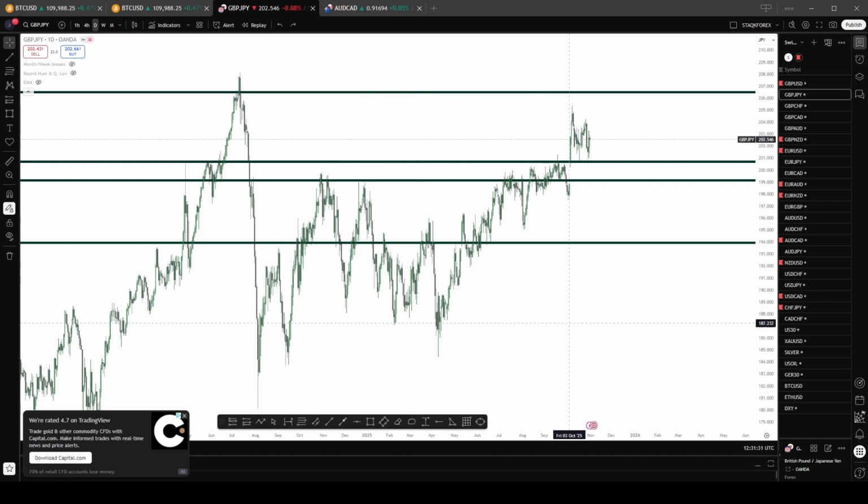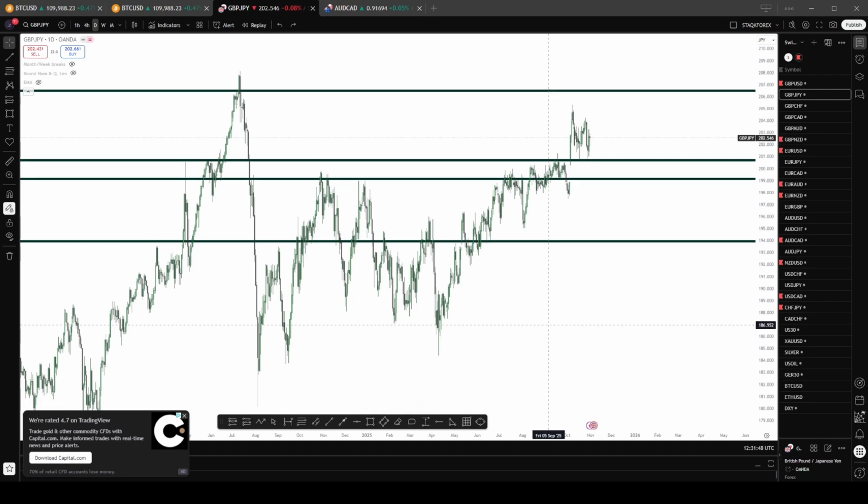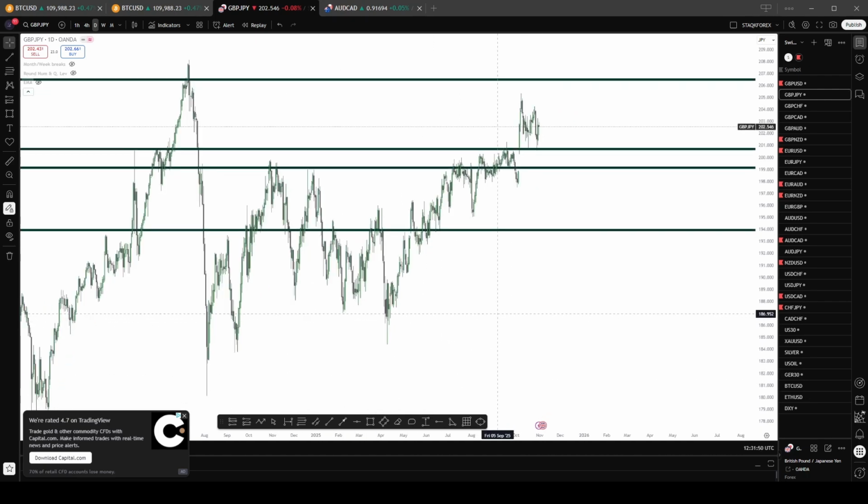So the only thing I will be doing on the lower time frame is to look for buys. All right, I will be looking for a buy opportunity. So I don't need to sell because most of the time I don't trade against the trend. So I follow the trend. So currently we have a bullish market structure, so we are pushing to the upper side. So what I will be doing is just looking for opportunity to join the trend.